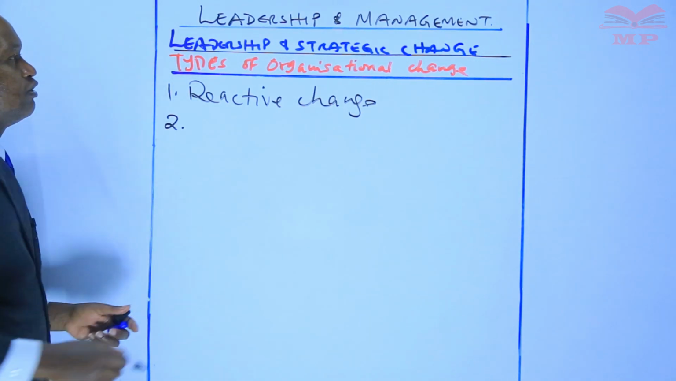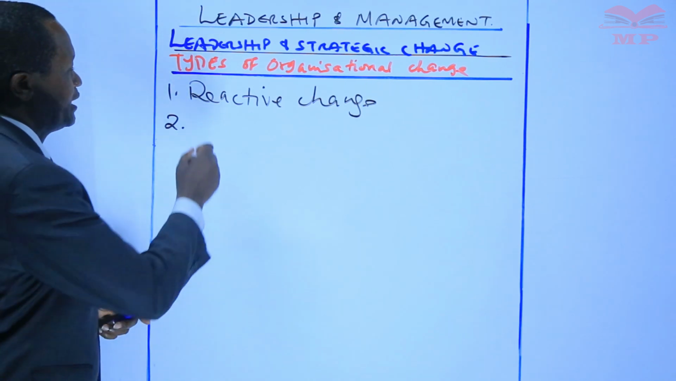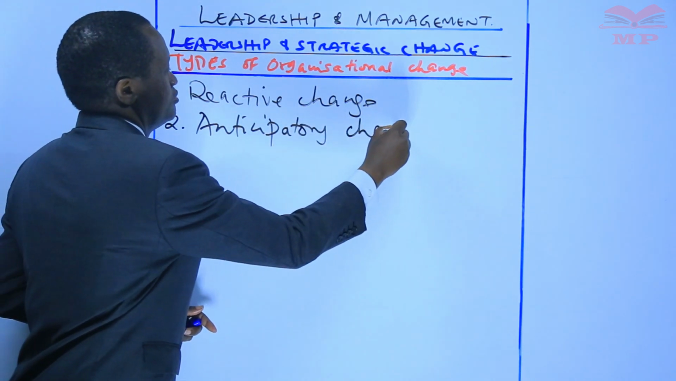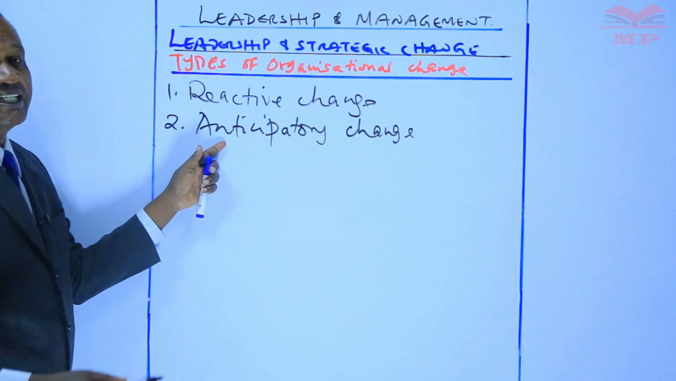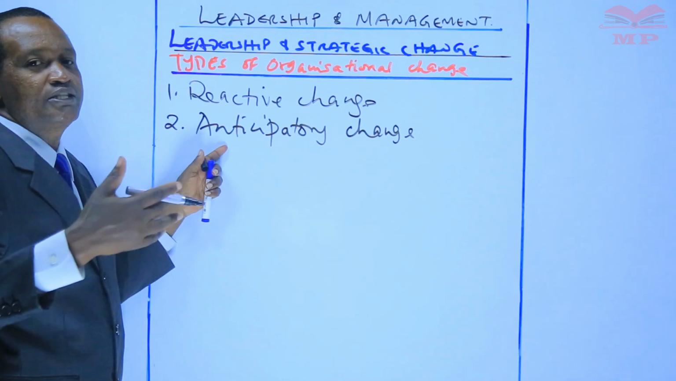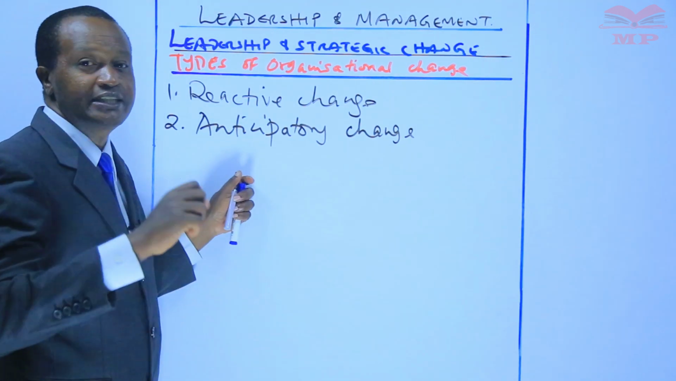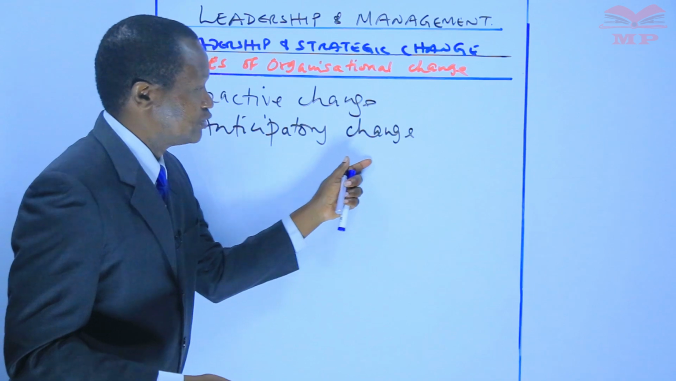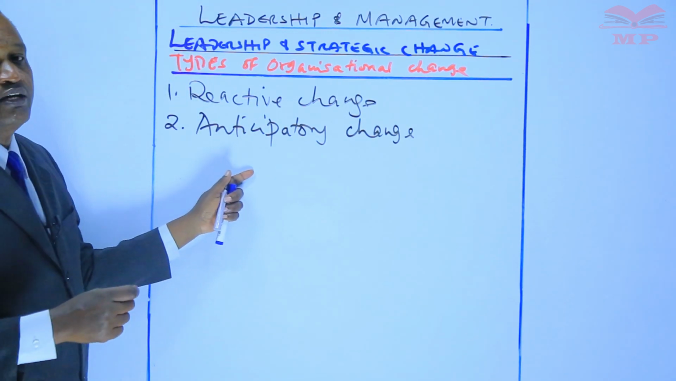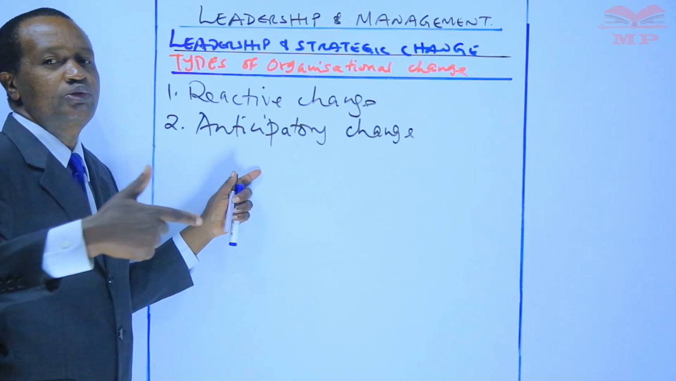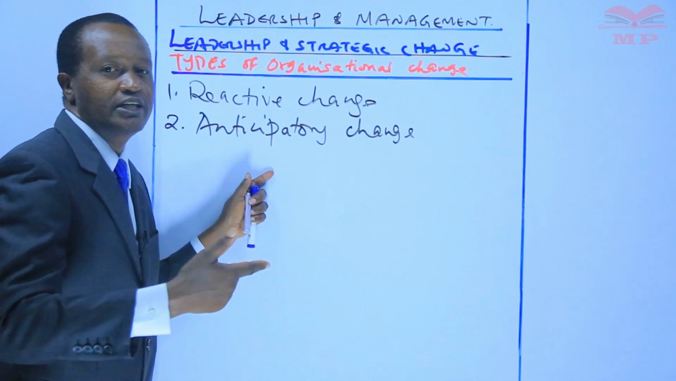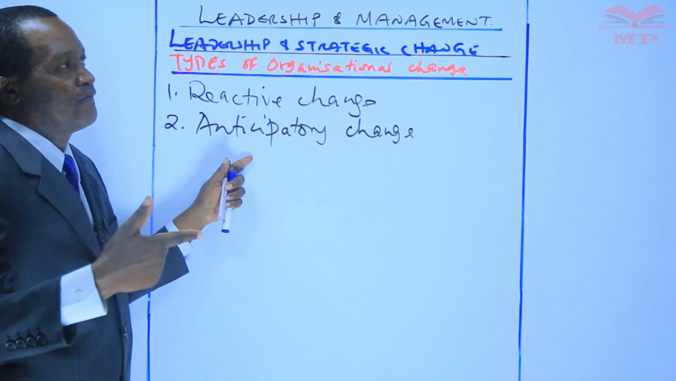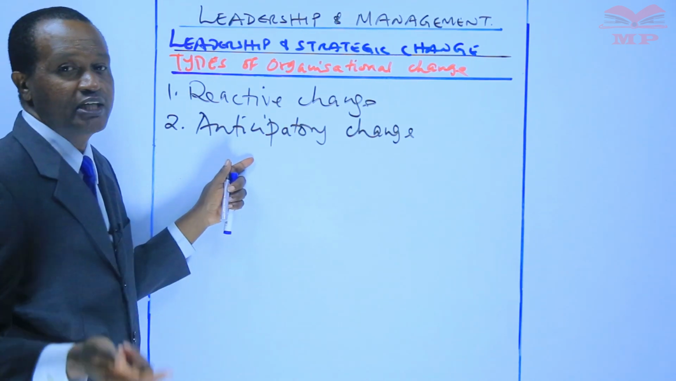The second type of organizational change is anticipatory change. Anticipatory change, from the word anticipate. Now, if a change is implemented with prior anticipation of the happening of an event or a chain of events, it is known as anticipatory change. And organizations may either tune in or reorient themselves as an anticipatory measure to face, say, environmental pressures, environmental challenges, and so on.